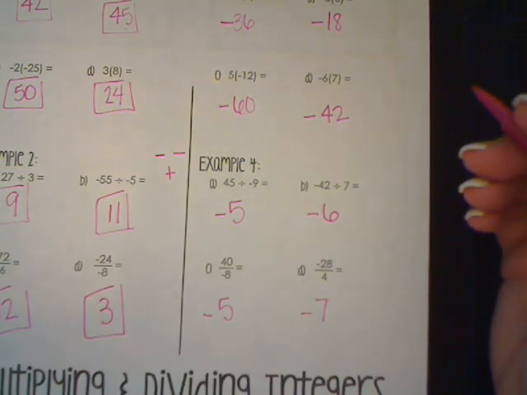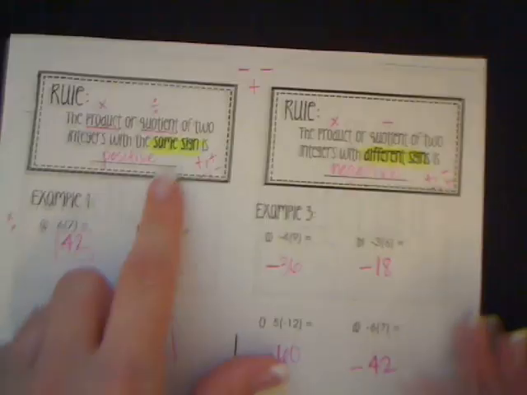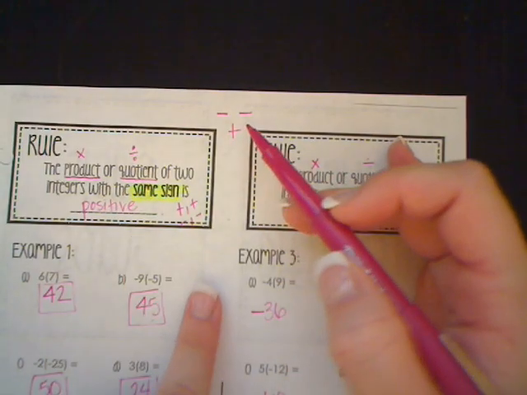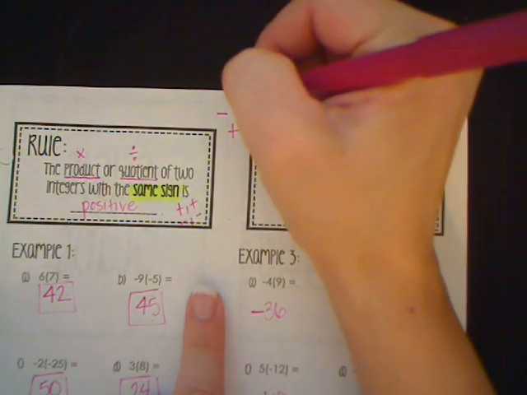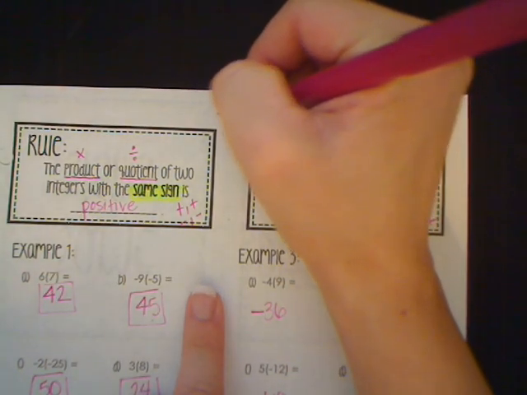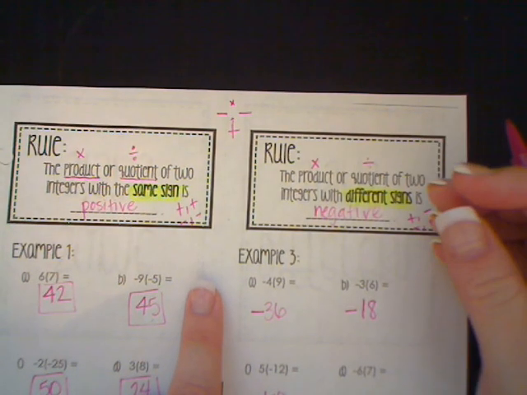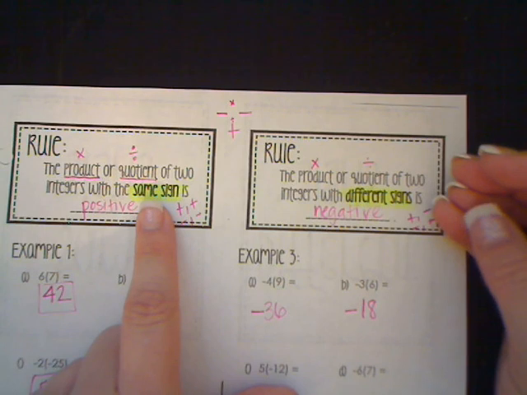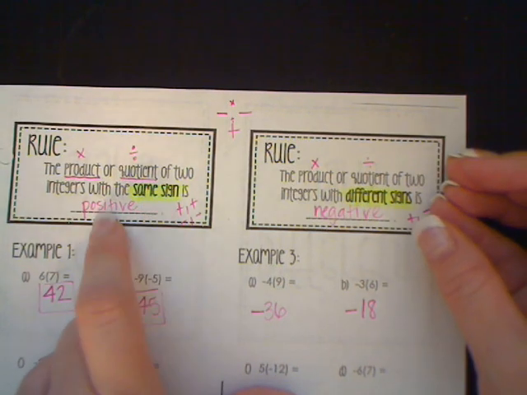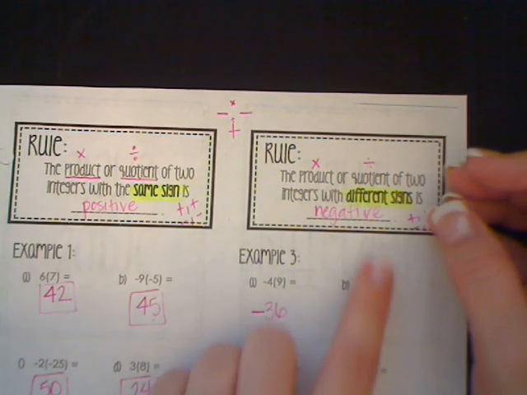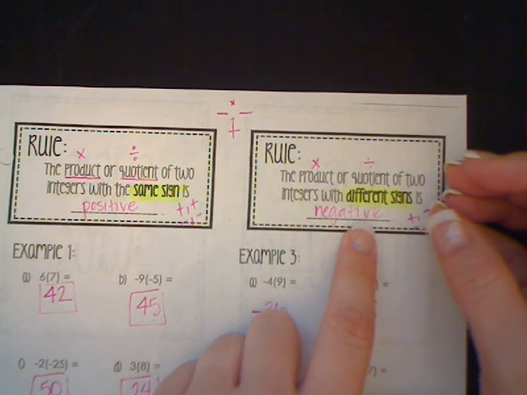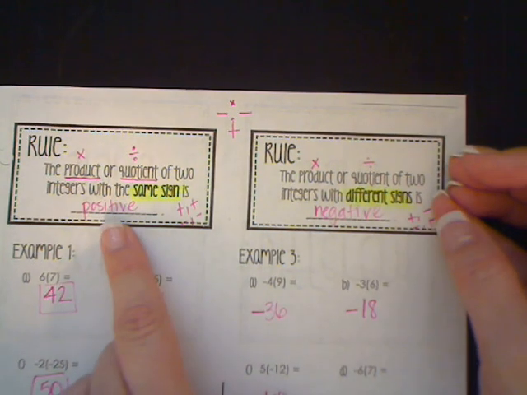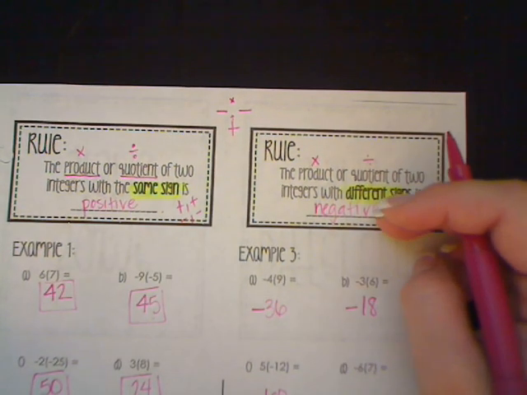We're good. So the key thing to remember here is, use your sleeping man if you need to. Remember, this only works for multiplication and division. Okay, multiplication and division. When you're multiplying or dividing integers, if they have the same sign, it's positive. If they have different signs, it's negative. So same sign, positive, different signs, negative.